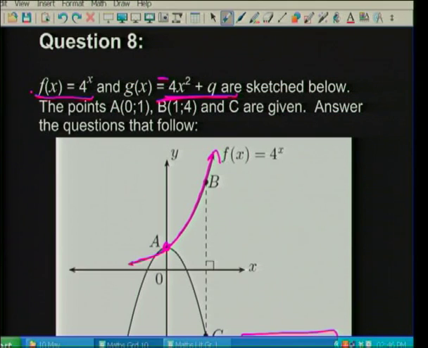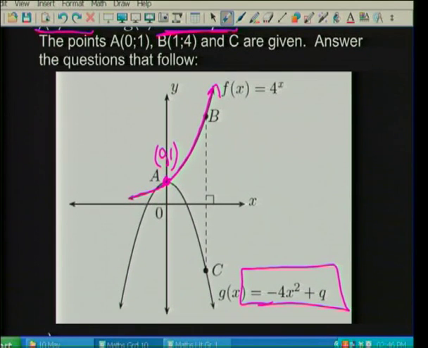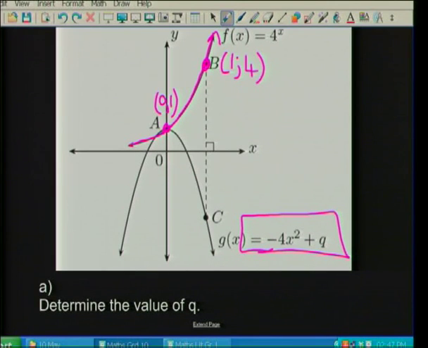So they also tell us that the point A, which is 0 and 1, important to put them on your sketch, and the point B, which is 1 and 4, is given. So I've put that onto my sketch. Let's have a look at the first question. The first question asks me to determine the value of q. It says determine, not calculate, because you can actually see it.